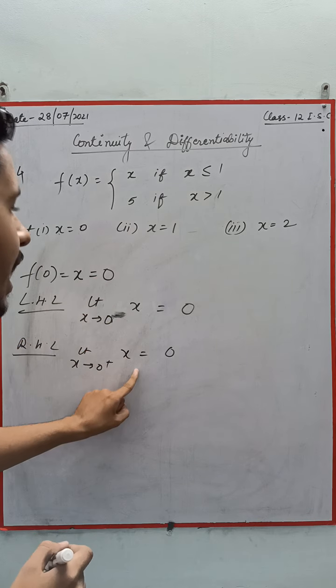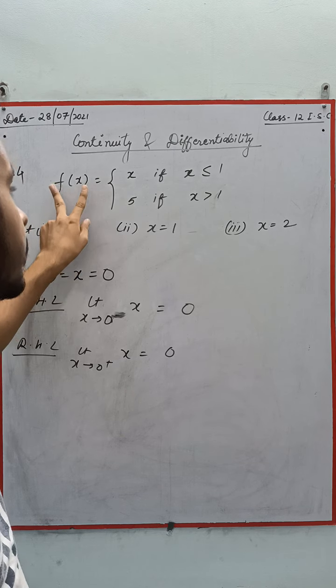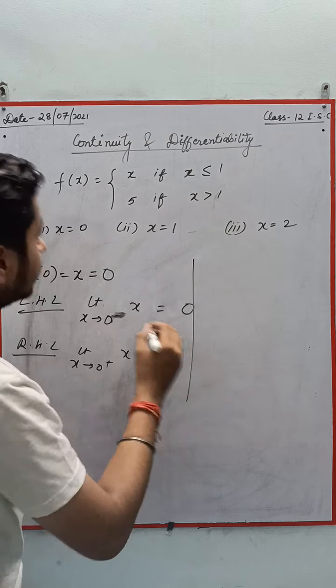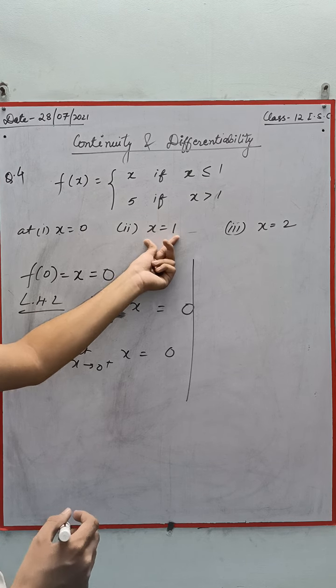So all these 3 are zeros. So finally we'll say at x is equal to 0 this function is continuous. I hope this is clear. Now for x is equal to 1, let's check.